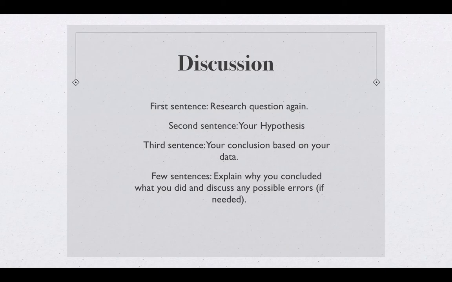And in the next few sentences after that, you can discuss why you came to that conclusion. And you can also discuss any possible errors that may have been included. That's only if needed. So between those, you should have a pretty decent, not lengthy, explanation, because science writing is clear and concise, but a good explanation so that someone could pick up your report and redo your experiment.